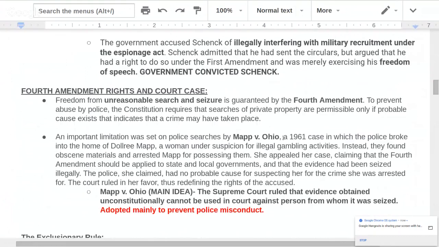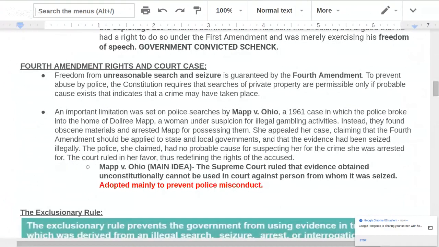Now for Fourth Amendment rights in court cases: freedom from unreasonable search and seizure, which is guaranteed by the Fourth Amendment. A tip for all of you students is that you may want to memorize the first 10, or first 15, amendments of the Constitution, the Bill of Rights, because this is very important. Your teacher may test you on those, so that's very important.